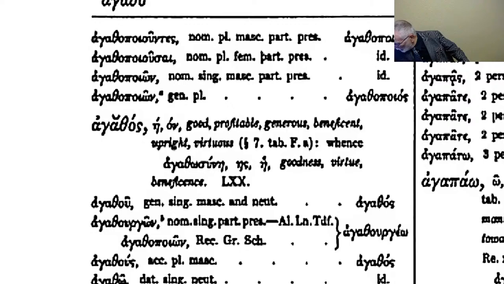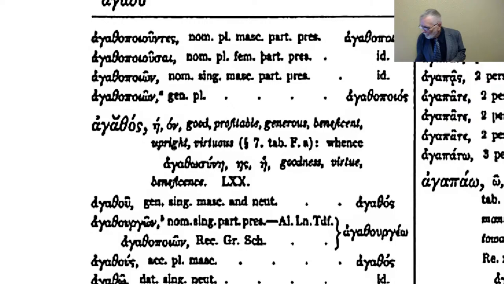Good, profitable, generous, beneficent. Beneficial. Upright. Virtuous. Whence there's virtue and beneficence. Agathosune, which means goodness, virtue, beneficence. Okay? So you can see how some of these, in order to find what Agathos means, you have to go over here where it says it's from.